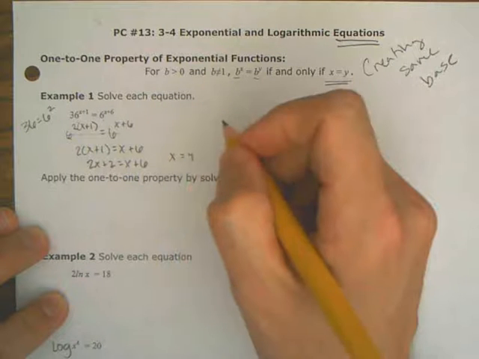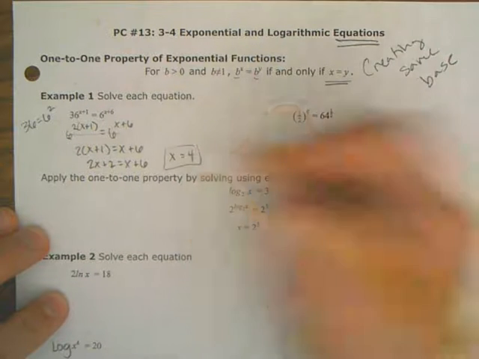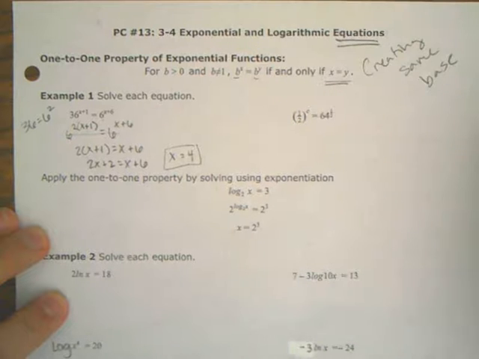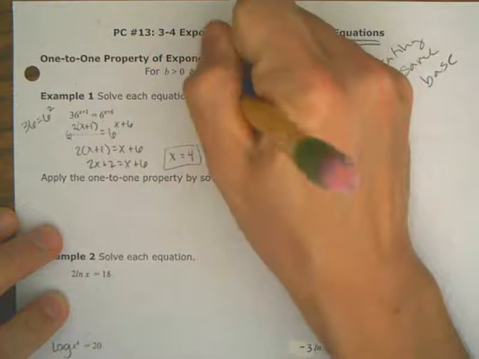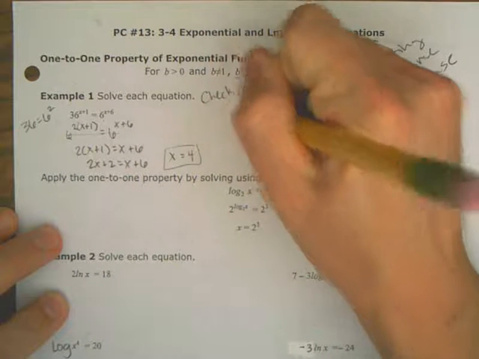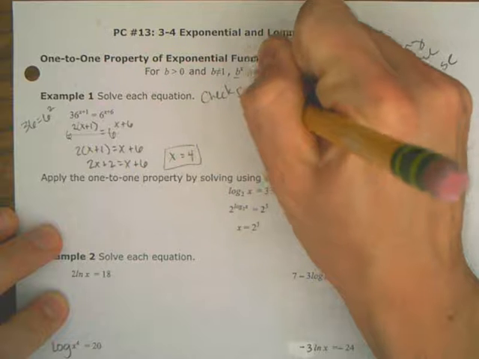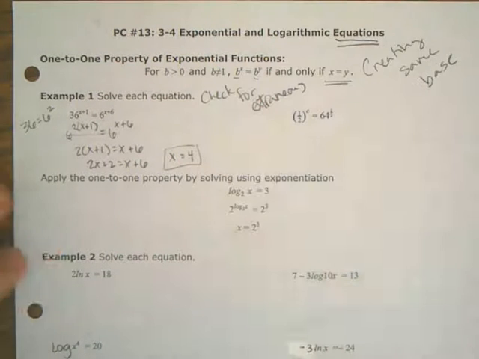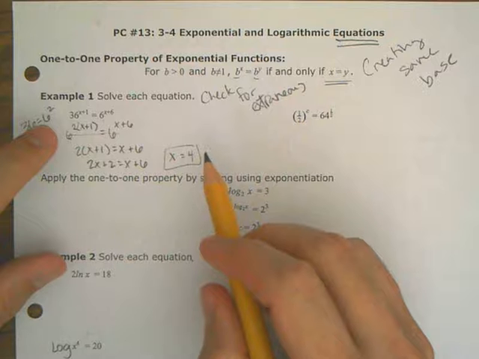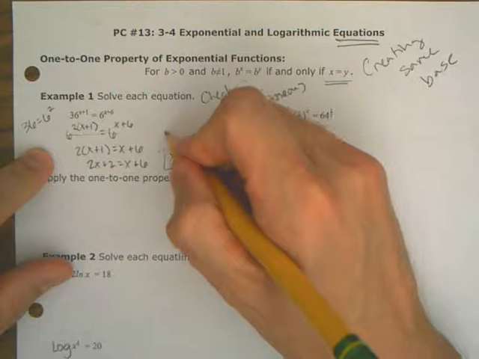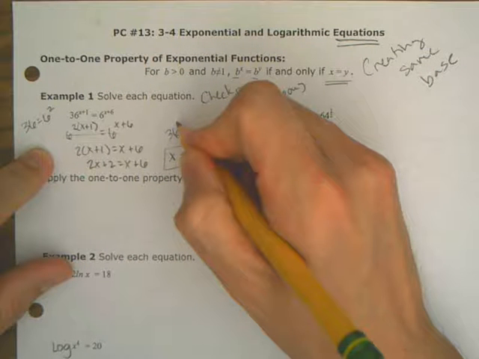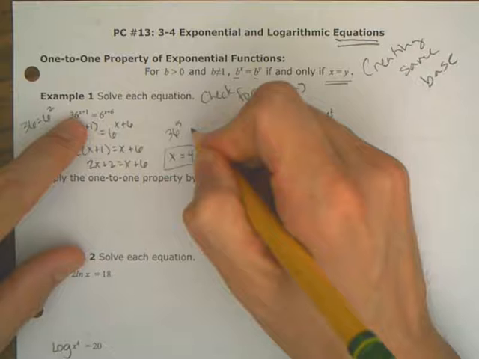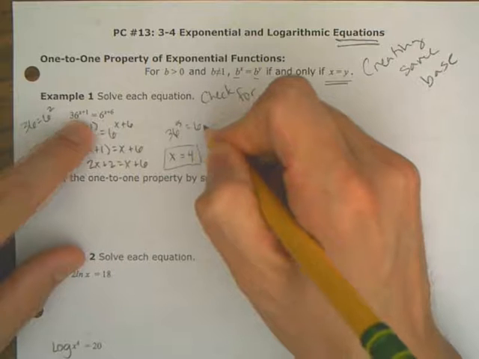Bada bing, except you have to check for extraneous solutions. Check for extraneous. All right, so plug in here, 36, 4 plus 1 is 5, and I'm plugging that right up here, equals 6. 4 plus 6 is 10.